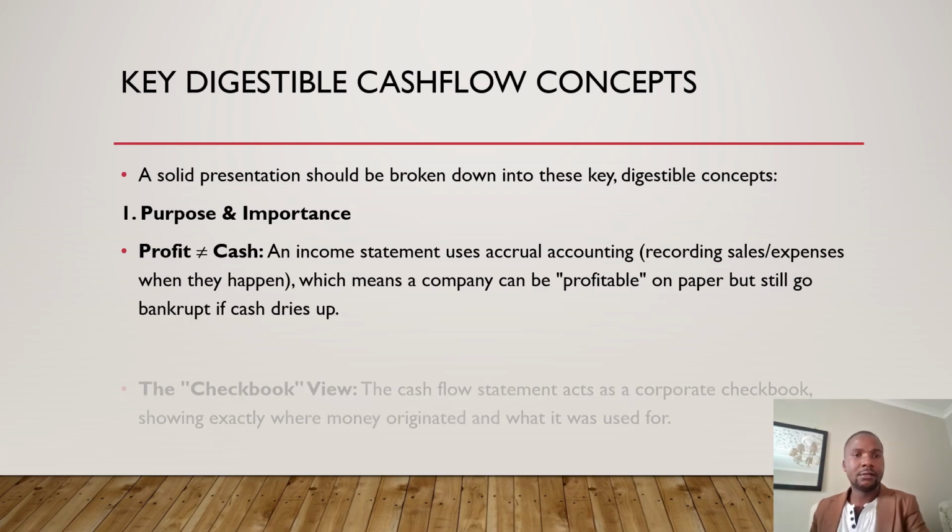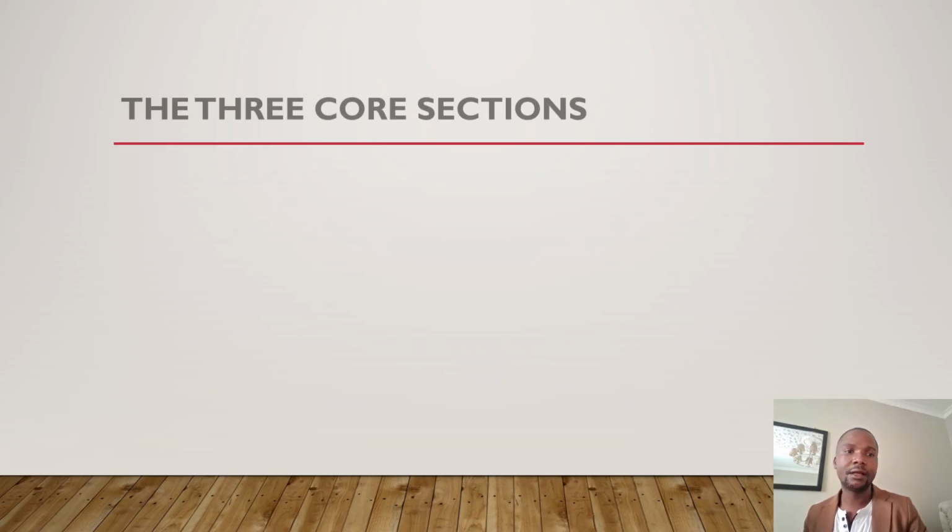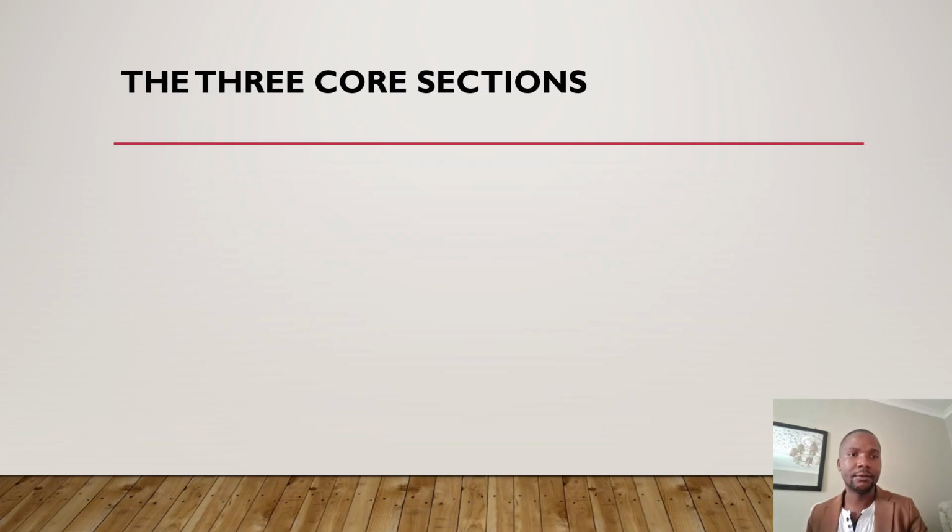Okay, so we also have a checkbook view. The cash flow statement acts as simply a corporate checkbook showing exactly where the money originated from and what it was used for. And all those three categories that we looked at, we're going to look at each in detail. Okay, so let's now look at the three core sections of the statement of cash flows.